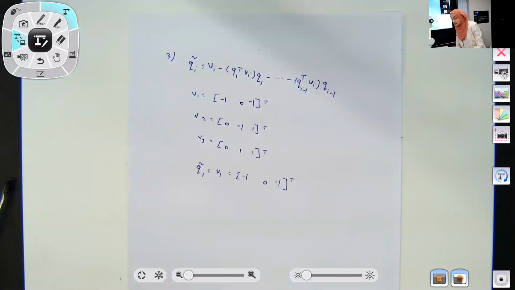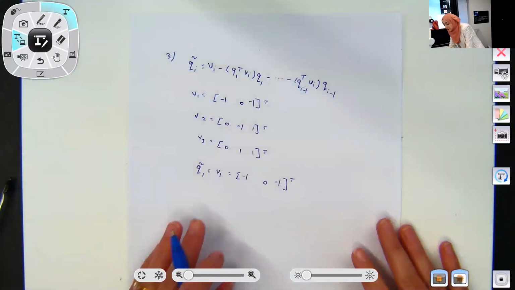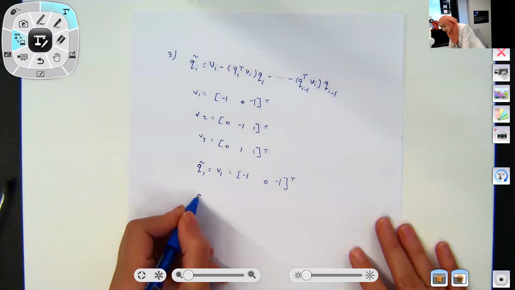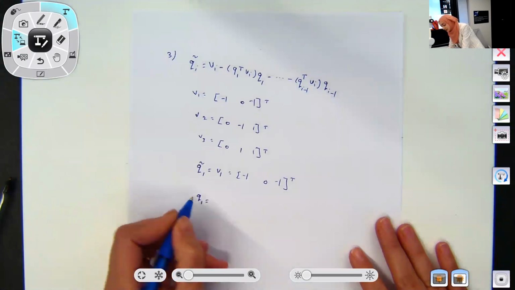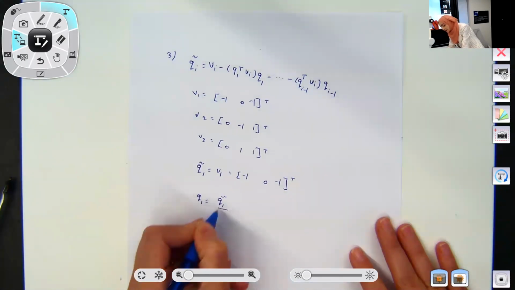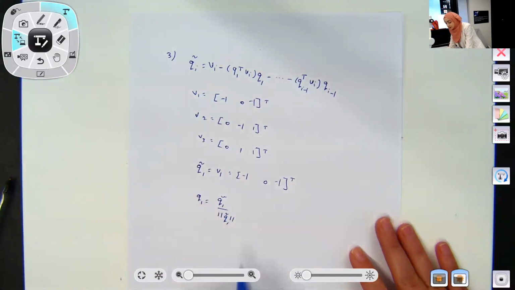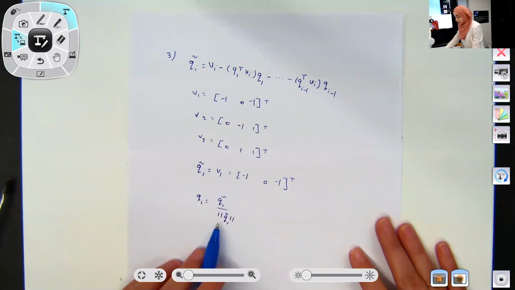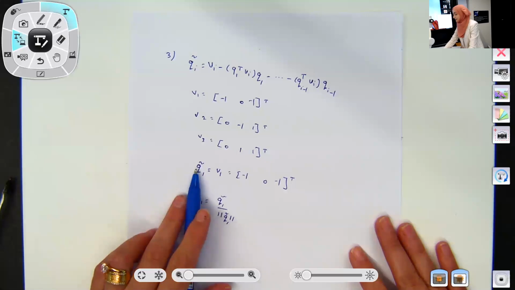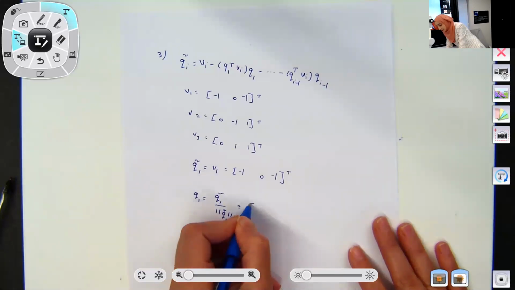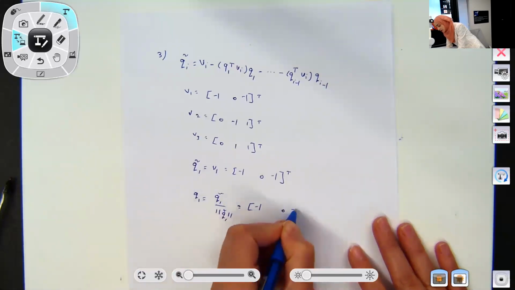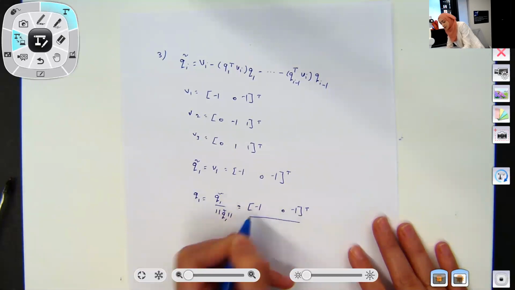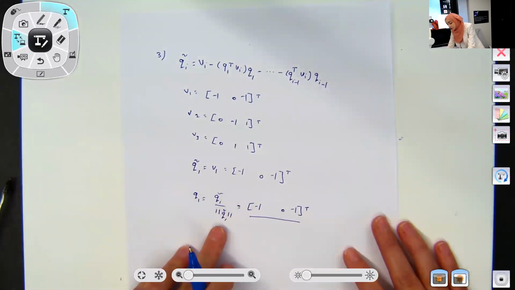So this vector is independent. Now we need to find the value of the Q1. To find the value of the Q1, this is equal to Q1 tilde divided by the norm of Q1 tilde. So we need to divide every term from the Q1 tilde by the norm of the Q1 tilde. Here we have the vector minus 1, 0, minus 1 transpose. We need to divide by the norm of the Q1 tilde.